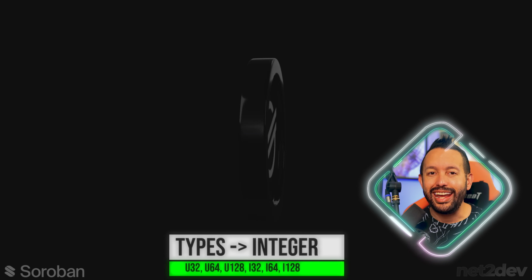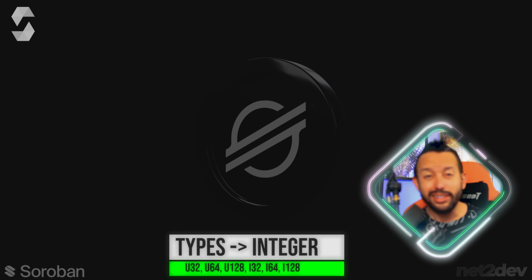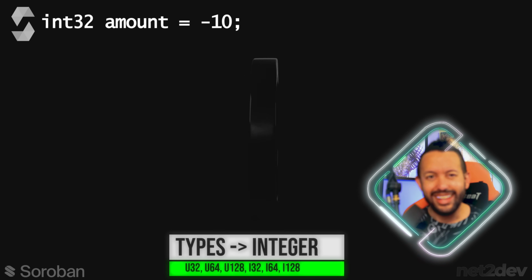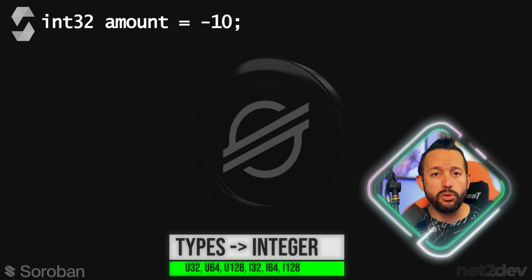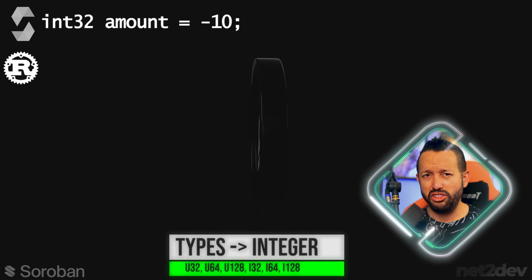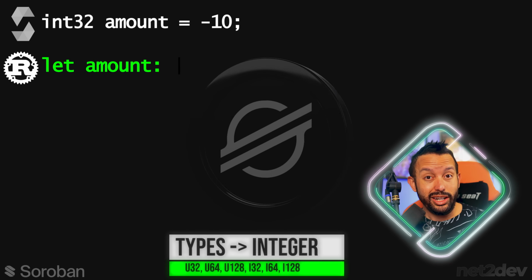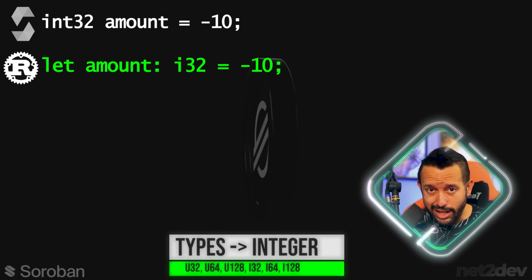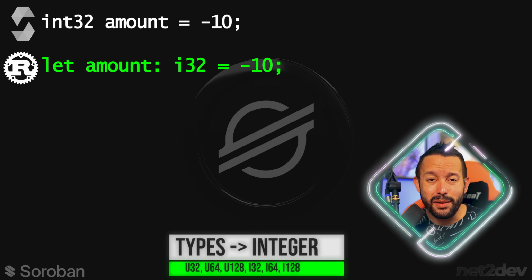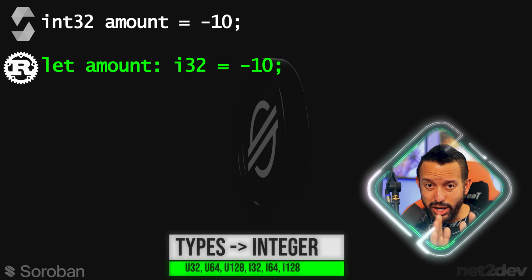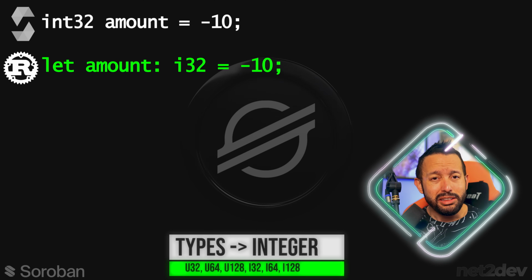Now integers, let's work with integers. Now let's define a signed integer in Solidity. int32 amount equals -10. That's an example. Now let's do the same thing in Rust. This is very, very similar. There's one thing that changes. Let amount colon, then we define the signed integer type. So we type colon, type, equals -10. Very similar. The only difference is we define the type after naming the variable.